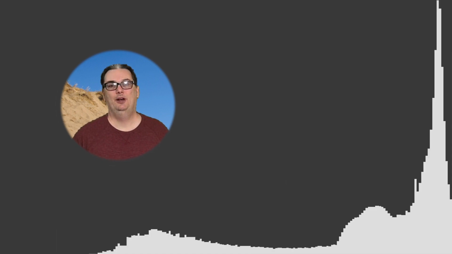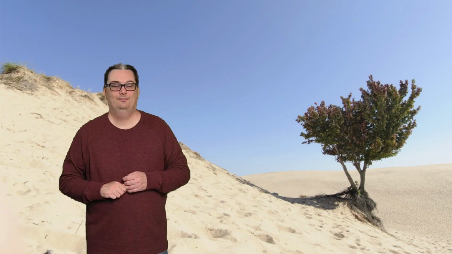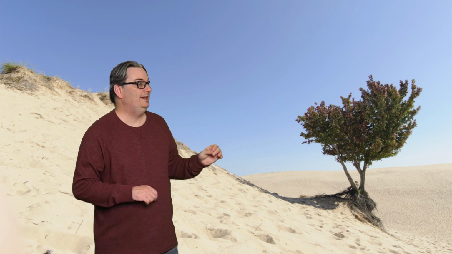Now here's the histogram of the image straight out of the camera, and it looks like a lot of the bars are missing in the blacks and some in the shadows. So this is an indication that the photo is overexposed. And here's that same image straight out of the camera with no editing. And it does look overexposed, wouldn't you agree? So if I had reviewed the histogram before packing up, I could have retaken the photo to get the correct exposure. This would have resulted in a higher quality image, and it would have saved me some time editing.